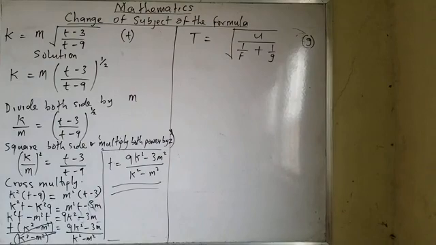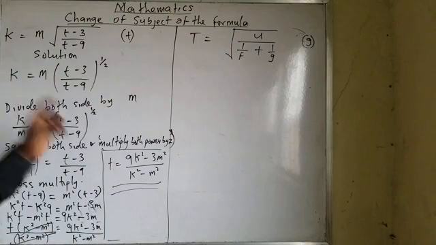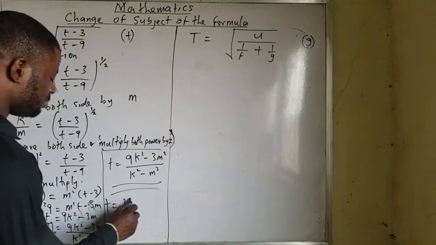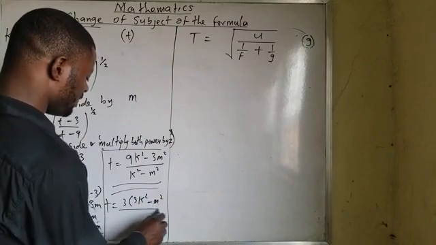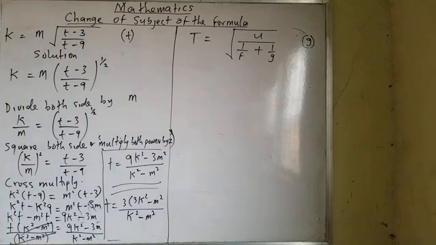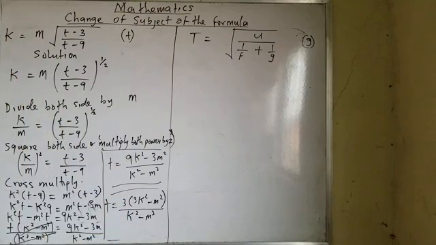Now, there's nothing you can do. You can't go on difference of two squares. Take note of that. It's not possible because of what is here. There's nothing you can do. You can only factor out 3, which is allowed, to say that T can be equals to 3 bracket of 3K squared minus M squared divided by K squared minus M squared. You can do it this way, but you can't achieve anything anyway. There's nothing to be achieved there.